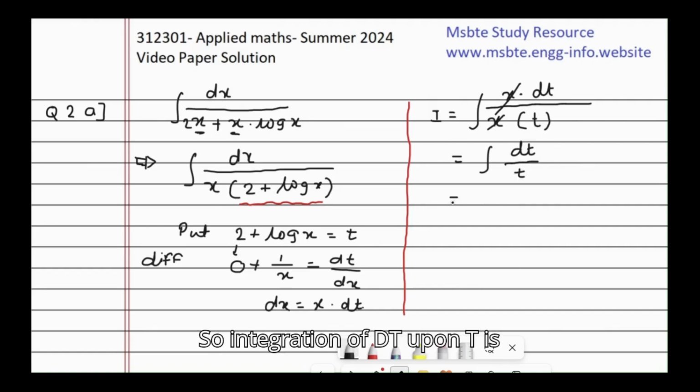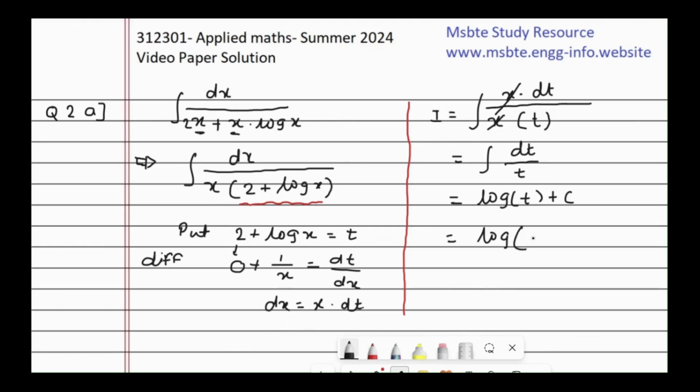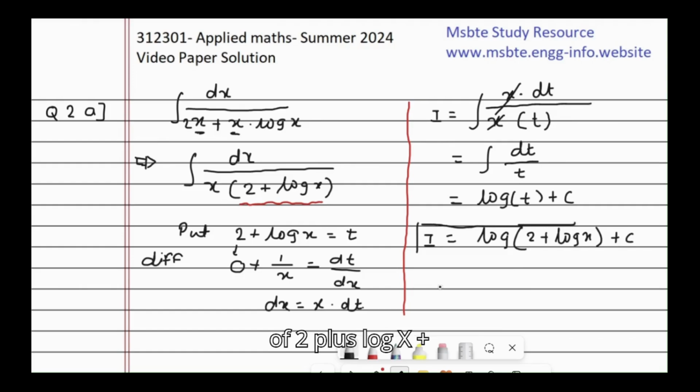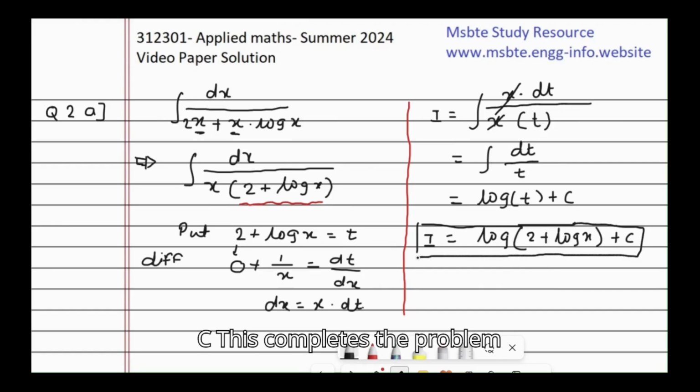So integration of dt upon t is log of t plus c, and we resubstitute the value of t as 2 plus log x, 2 plus log x plus c. So here completes the final answer. I is equal to integration of log of 2 plus log x plus c. This completes the problem.